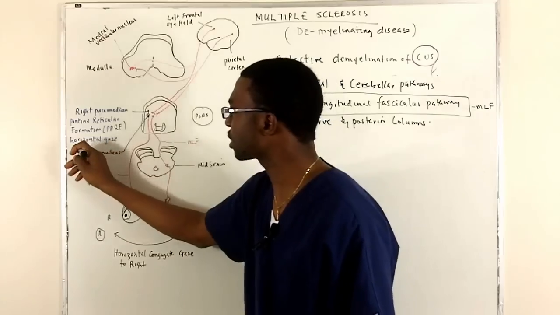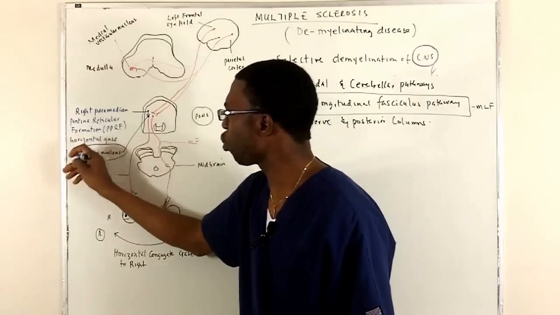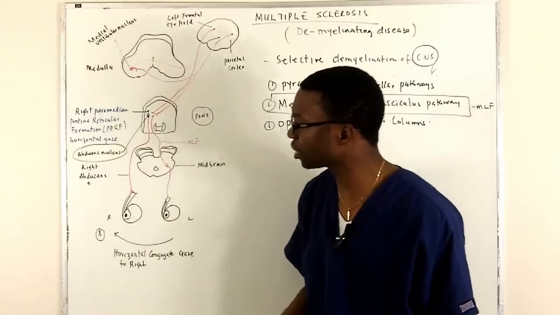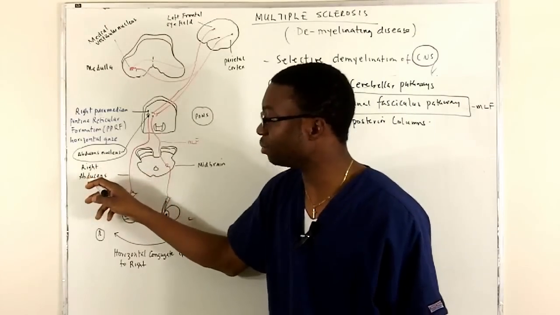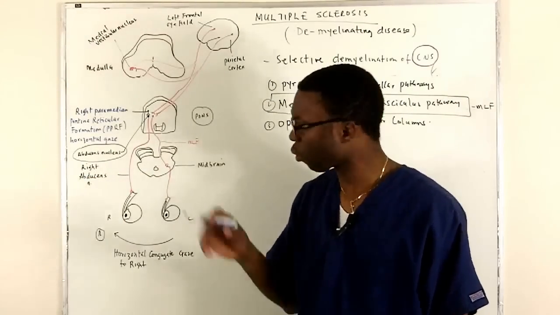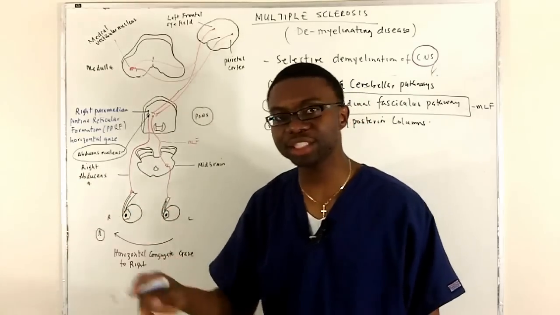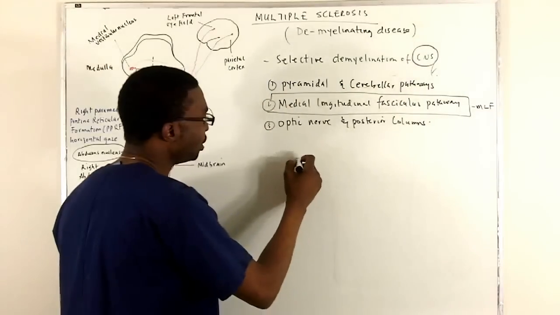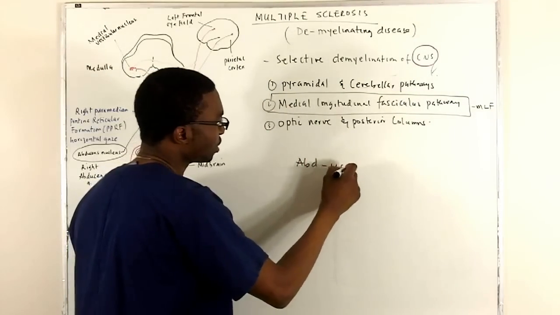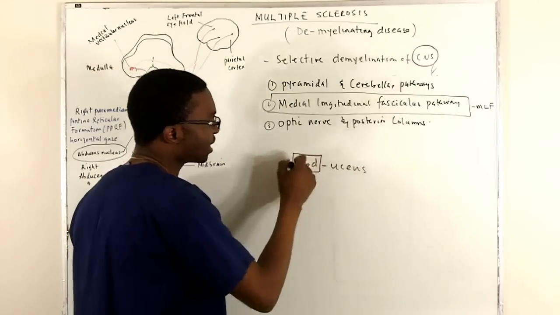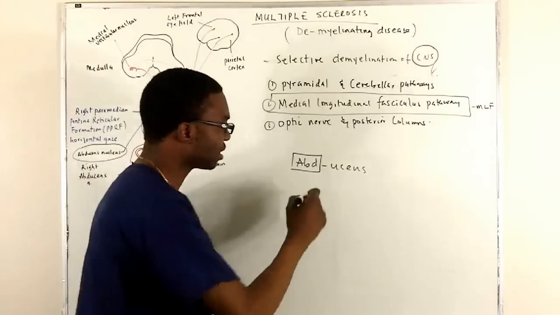and that synapses with the abducens nucleus. Now, what comes out of the abducens nucleus? It's the right abducens nerve. Now, what is the function of the abducens? ABD. Look at the word abducens. Let's break the word into two. Sounds like it's going to abduct.